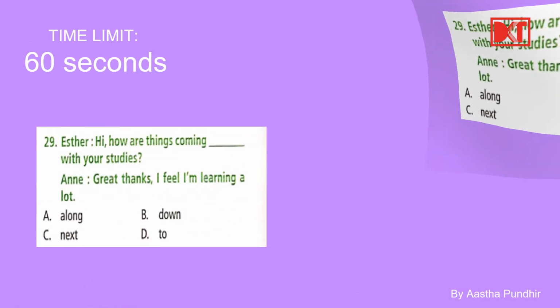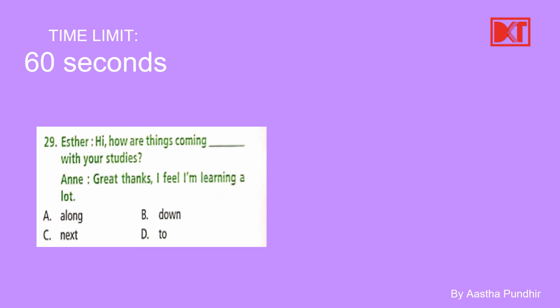Okay, so the next question, Esther says, Hi, how are things coming dash with your studies? Now, Anne says, great, thanks, I feel I'm learning a lot. Here, the options are A. How are things coming along with your studies? B. How are things coming down with your studies? C. How are things coming next with your studies? D. How are things coming to with your studies? Here, the correct answer is A.